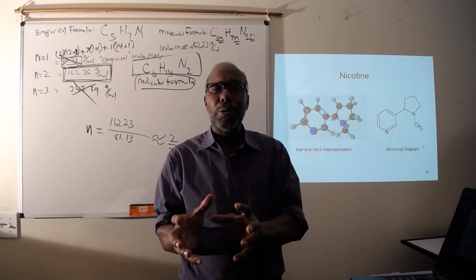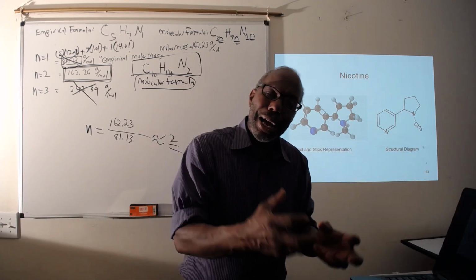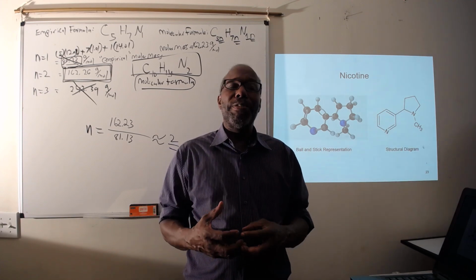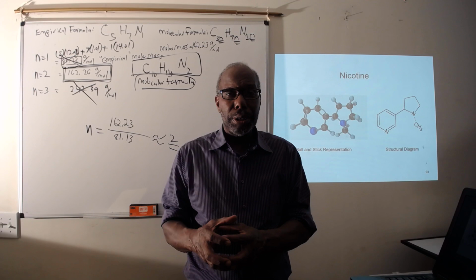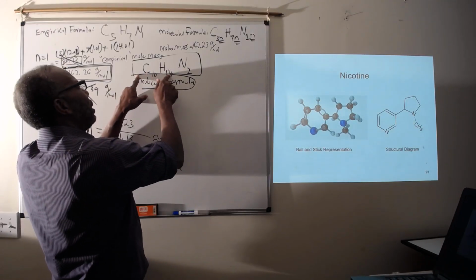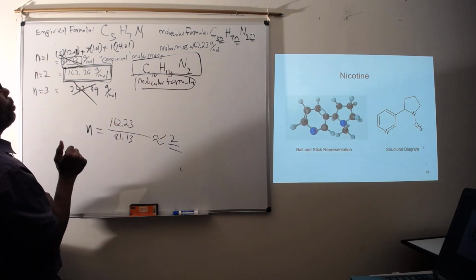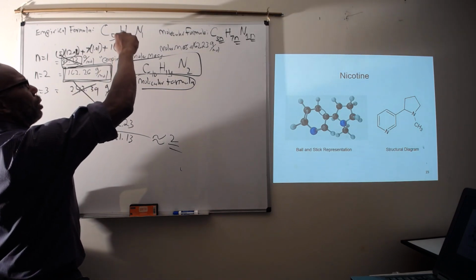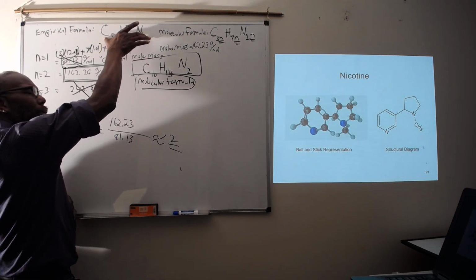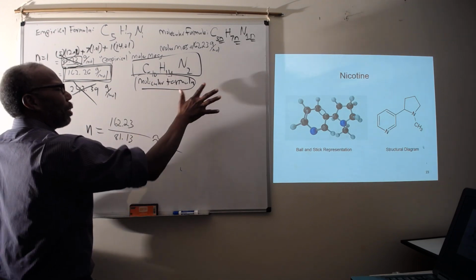Now remember, the empirical formula gives us the simplest whole number ratio in that particular compound. But the molecular formula gives us the actual count of the number of atoms: 10 carbons, 14 hydrogens, 2 nitrogens. Your empirical formula is going to give you C5H7N. That's not the true number of atoms in that molecule. You have to do an additional experiment to get the molecular formula.